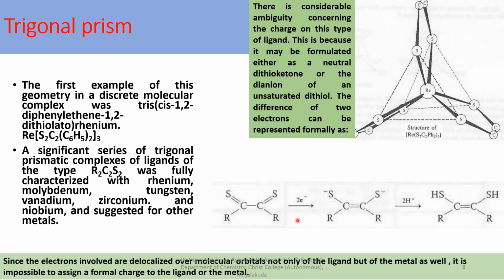So these types of ligands form complexes with metals such as rhenium, molybdenum, tungsten, vanadium, zirconium, and niobium, and suggested for other metals also. It forms a trigonal prismatic geometry.